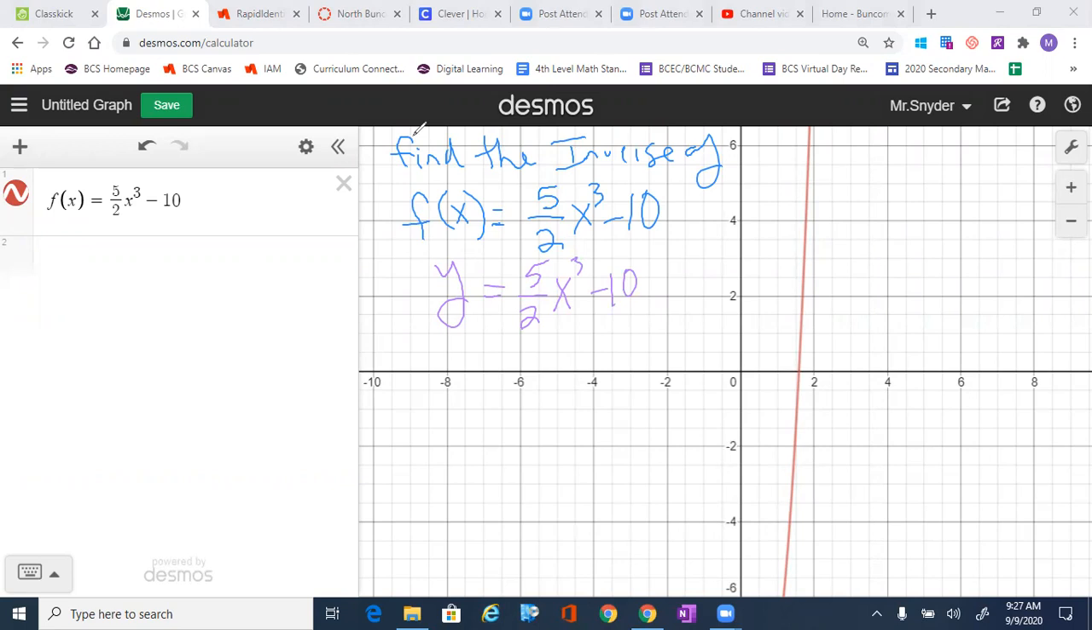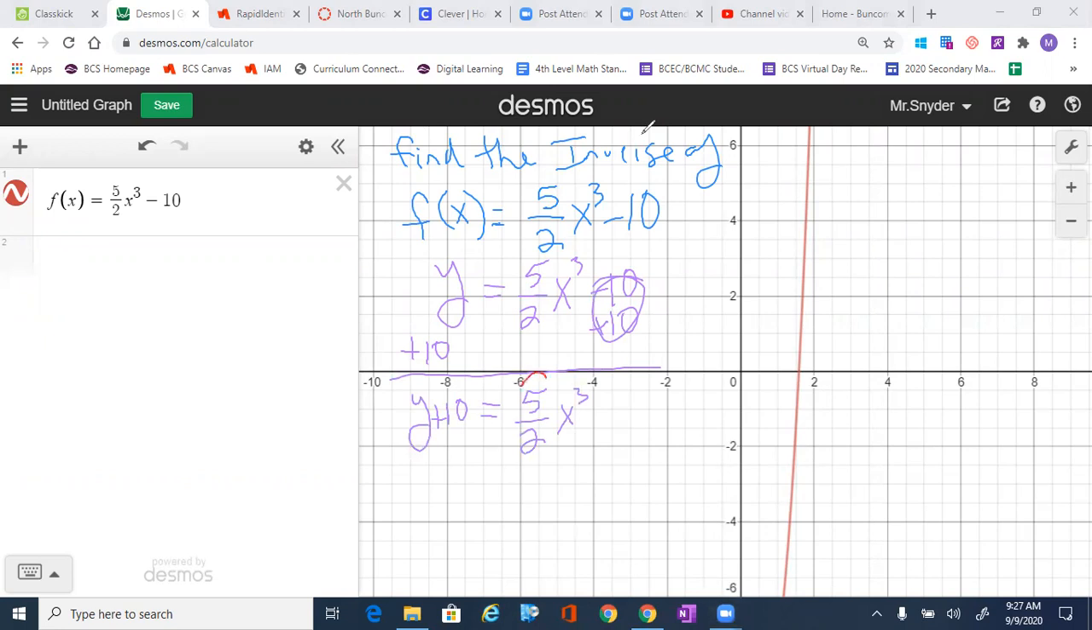So I'm going to get rid of that minus 10 by adding 10. It's outside parentheses. That cancels, well, there are no parentheses. y plus 10 equals 5 over 2 x cubed. Okay. I'm going to highlight this one.